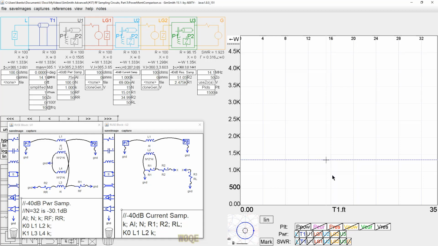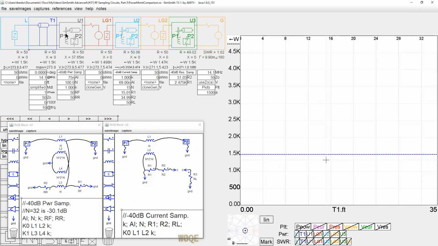But right now, I've got a 2-to-1 SWR. Let's go back to a 1-to-1 SWR for a moment. And we see that the power actually being delivered into this point right here is 1500 watts. Now let's see what this sampler and this sampler report. This sampler reports this power.